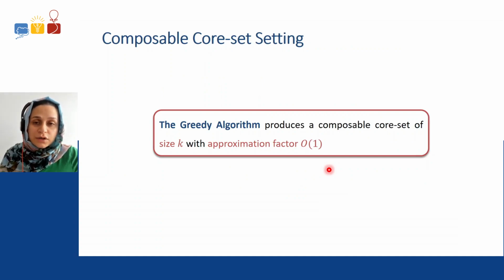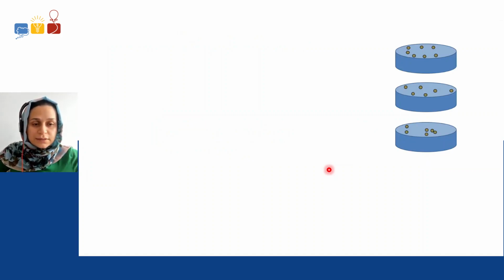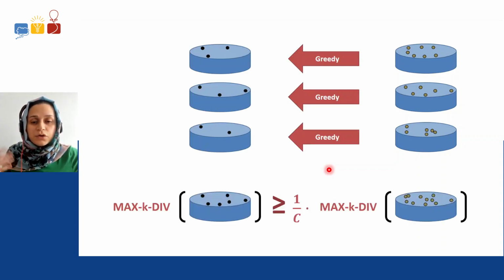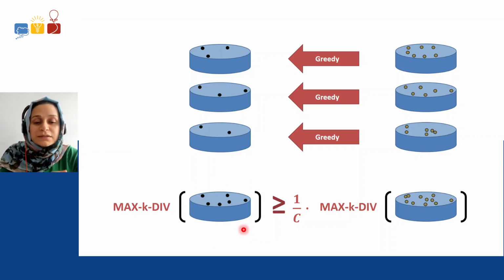In fact, it gives a coreset with constant factor approximation. So what does it mean? I need to show that if I have multiple point sets and I run the greedy algorithm on each of them separately to get this small subset, and let's take the union of these summaries, then the maximum diversity I can achieve by picking k points out of the union of these summaries approximates the maximum diversity I can achieve by picking k points out of the union of the original data set by this factor c.